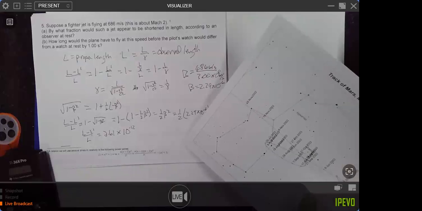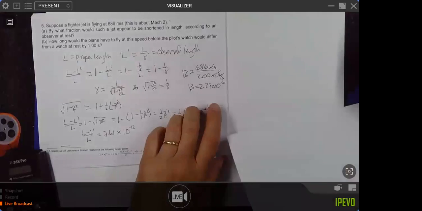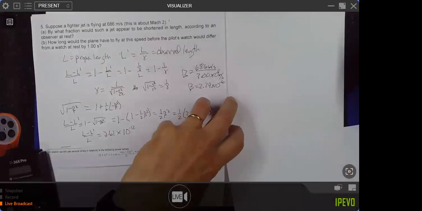Here's a good one, the track of Mars from May to December 2003. Probably won't need that one again.